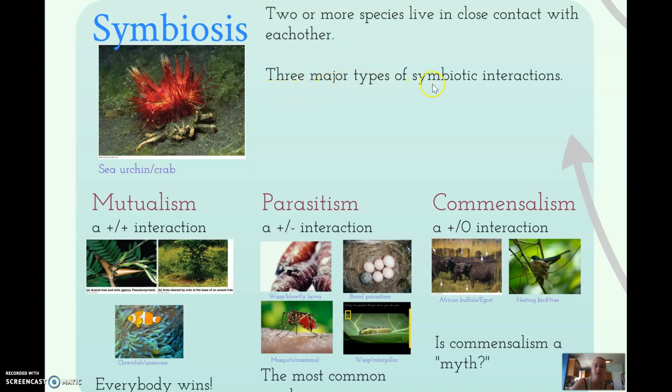So three major types of symbiotic interactions. There are three major types. Yes, good job, Lola. There's mutualism. This is a plus-plus interaction, so that means both species benefit. There's parasitism, which is a plus-minus. So one species is hurt somehow.